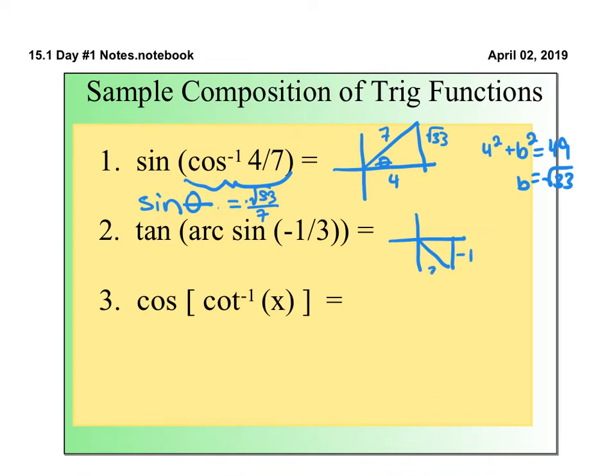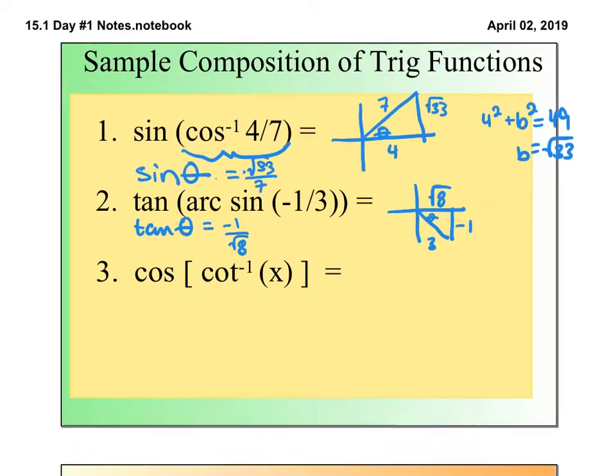Opposite over hypotenuse. I did my opposite is -1. And then I would need to figure out what that missing side is. If you do a little Pythagorean theorem, you get the square root of 8. And then I need to know tangent of that theta is going to be equal to what? Well, tangent is opposite over adjacent, so I get -1 over the square root of 8. And I'm okay with you not rationalizing it.